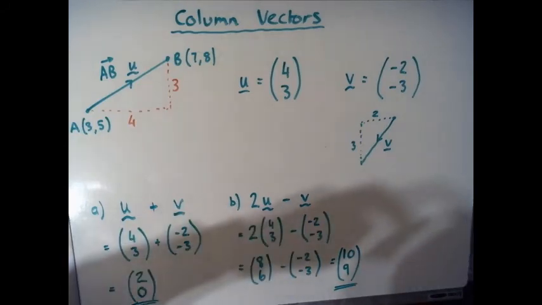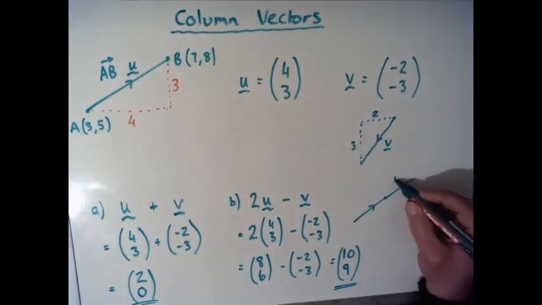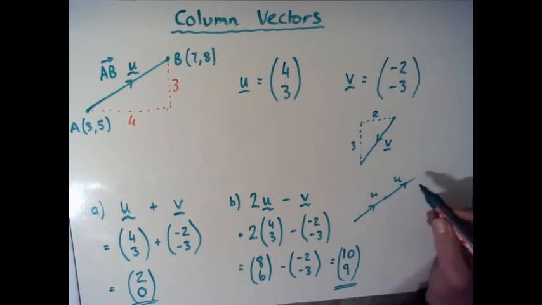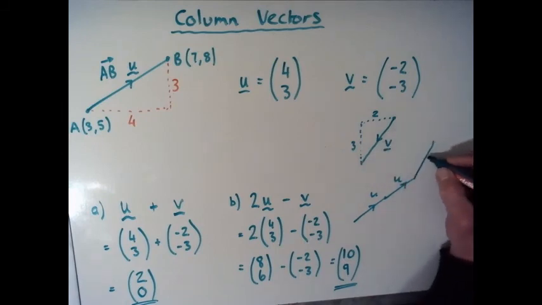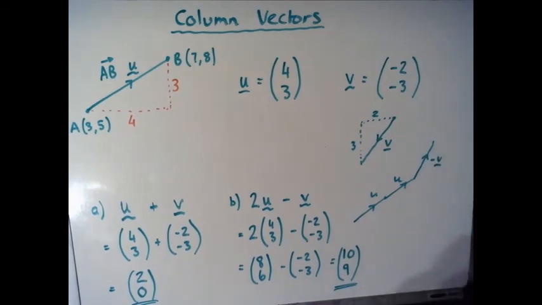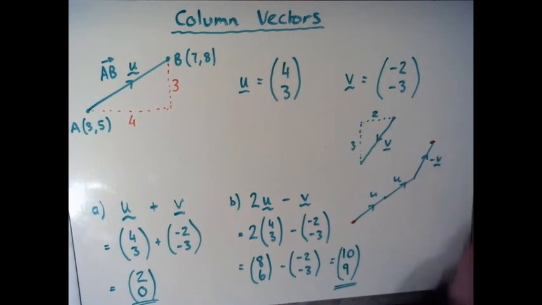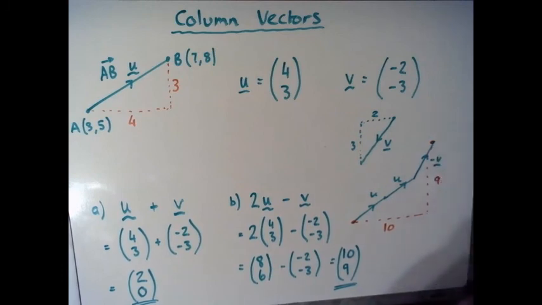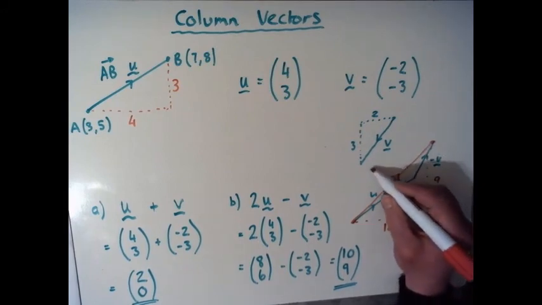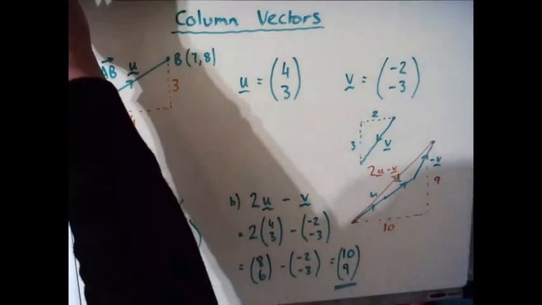And I could quickly sketch that, I suppose. There's vector u. So we said we wanted 2 of these vector u's. And then we were going to take away vector v. Now vector v was like this, so vector negative v will actually go the opposite direction, so that would be negative v. And what this (10, 9) tells me is from this start point here to this end point here, I would have to go along 10 and up 9. So I have basically drawn in that vector there, that red vector is 2u minus v.